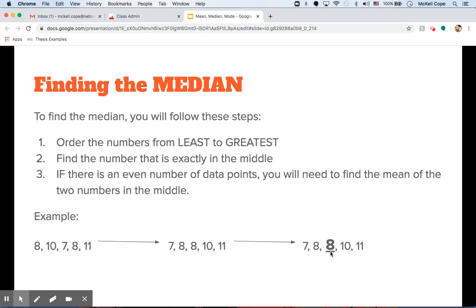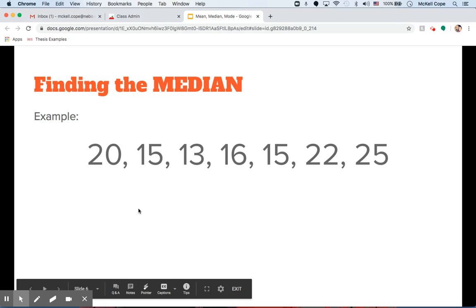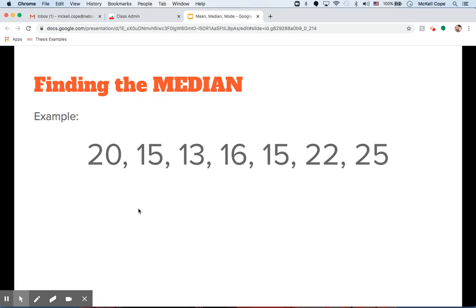So we will go over that. We're going to try that in our next slide. Okay. So go ahead, push pause after you look at this set of numbers, and I want you to find the median of this set. Go ahead and go.